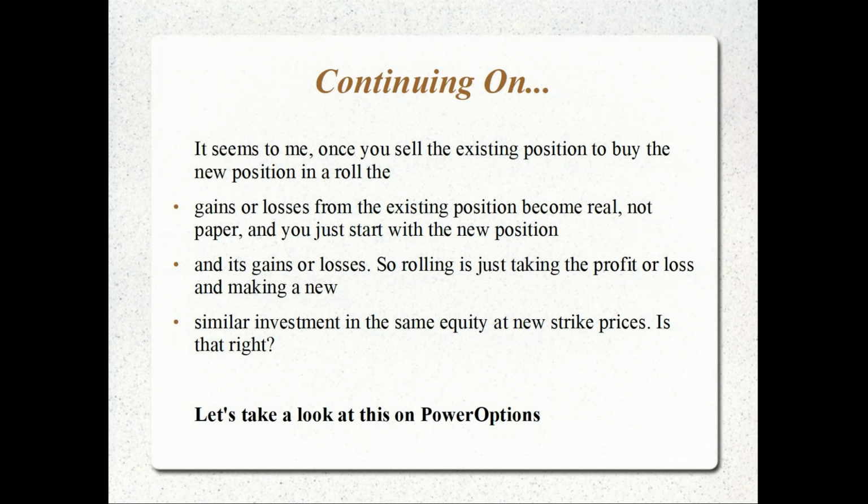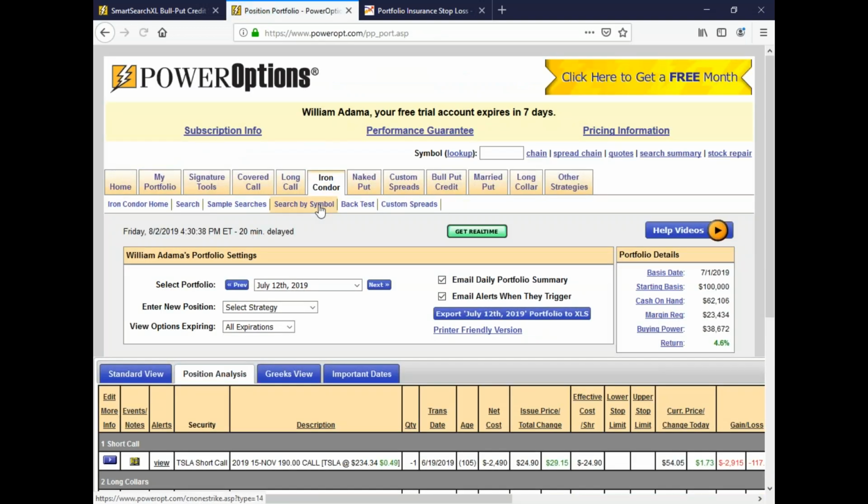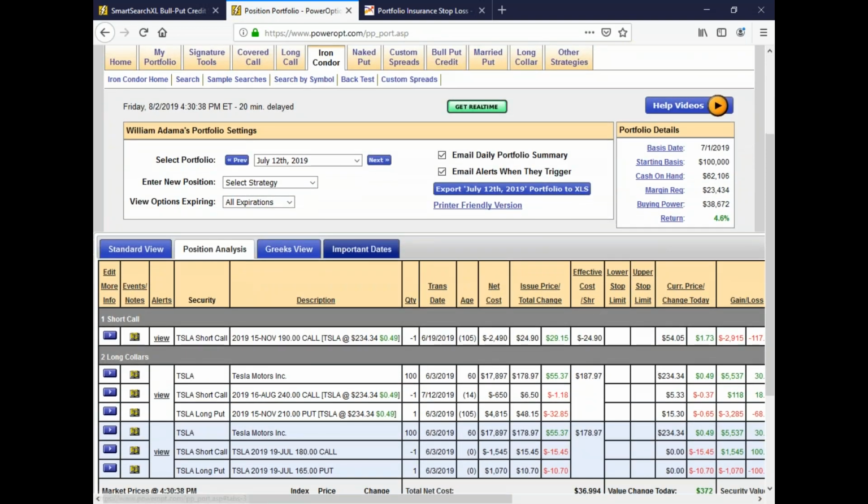And same thing with just rolling a single option. But you can choose to do it either way. It's up to you what makes you feel more comfortable. If you do feel more comfortable looking at the position as a realized loss and then just tracking the new position that you rolled to, I have no problems with that. I can't see any fault in that.